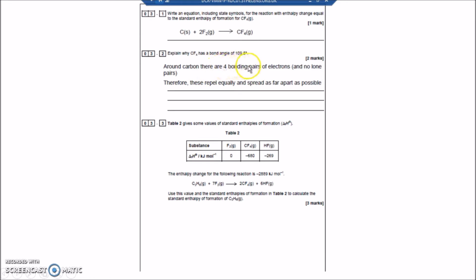So around carbon there's 4 bonding pairs of electrons. These repel equally and spread as far apart as possible. You don't even need to mention it's in a tetrahedral shape.